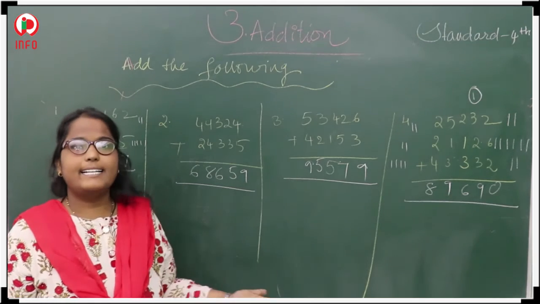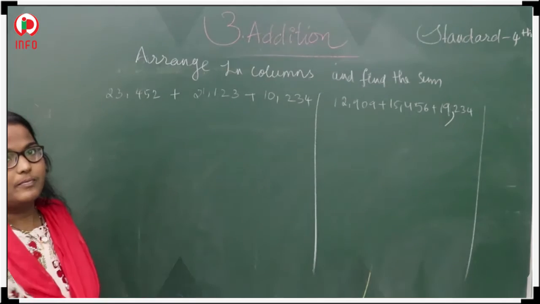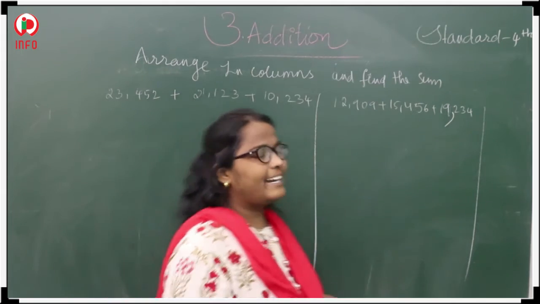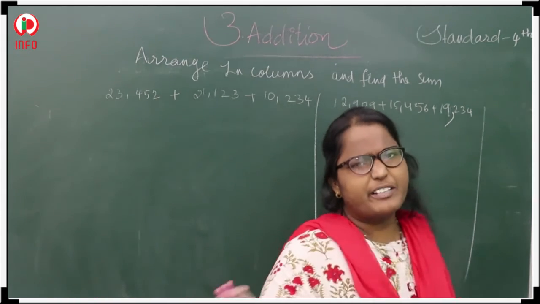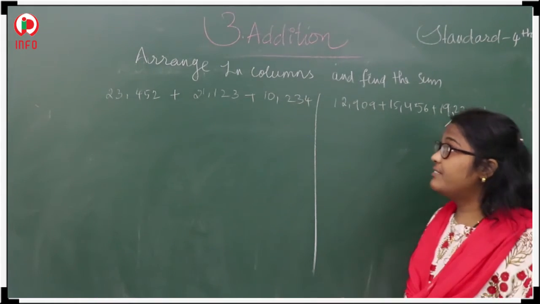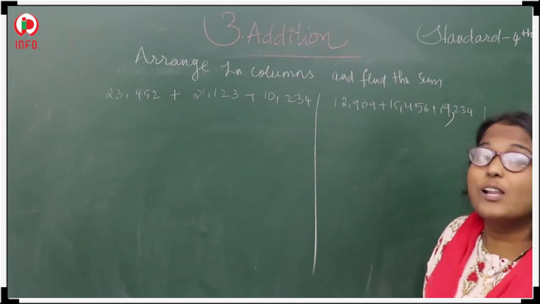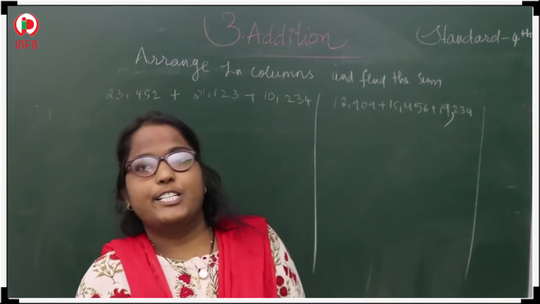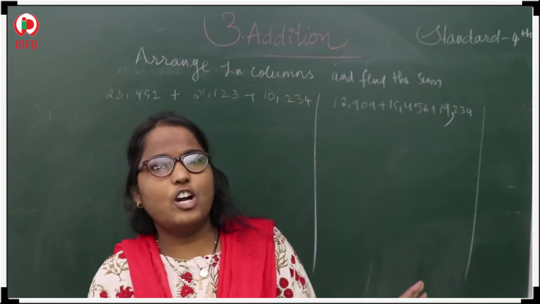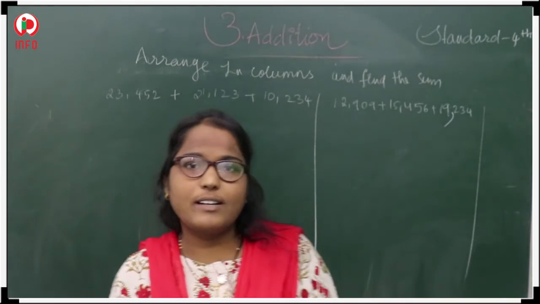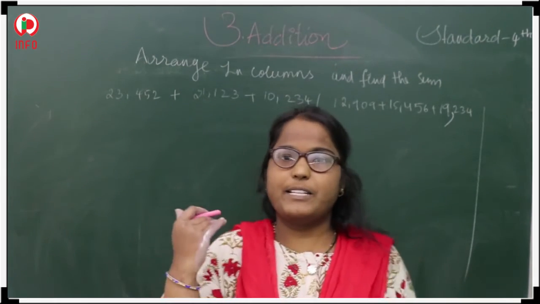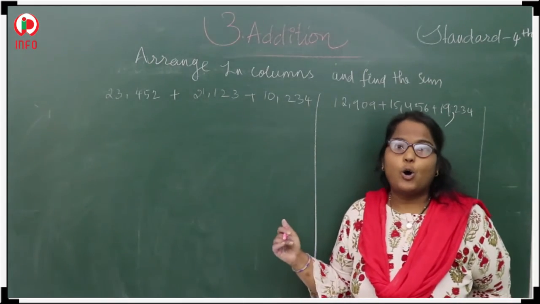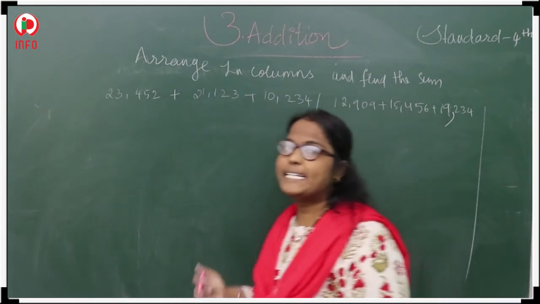Okay, I'll go with the other addition. Like in the previous thing, what we have generally added, all the terms which have been given, we have added. But here, we have to arrange it in the columns first. We have to arrange it in the column, and then we need to add. Here the sums were given directly, but here we have to add in the column.